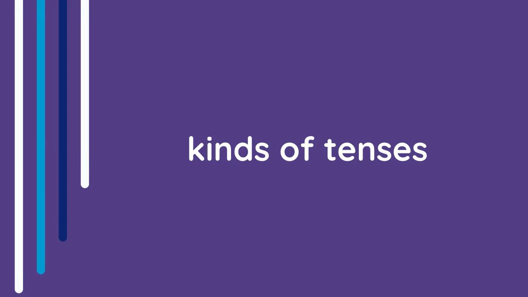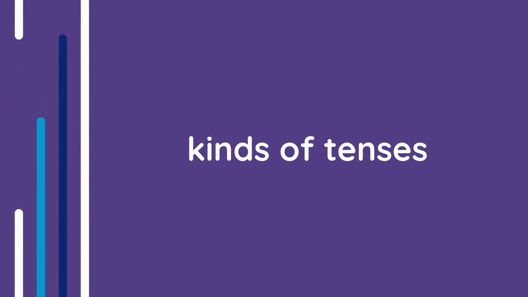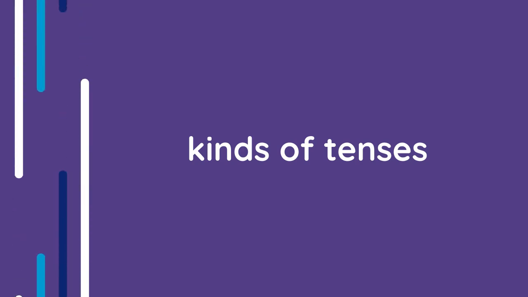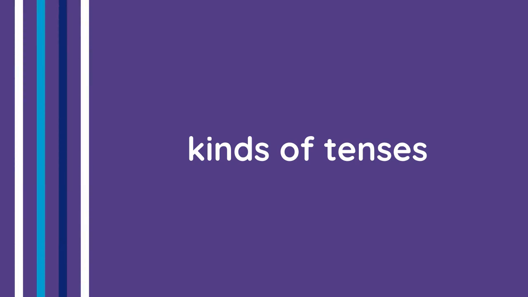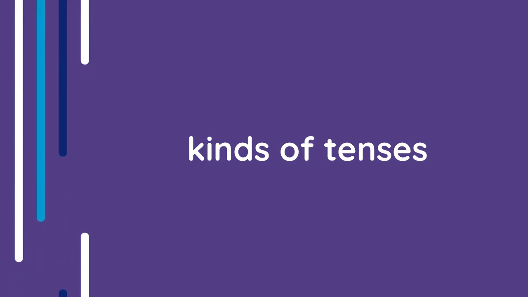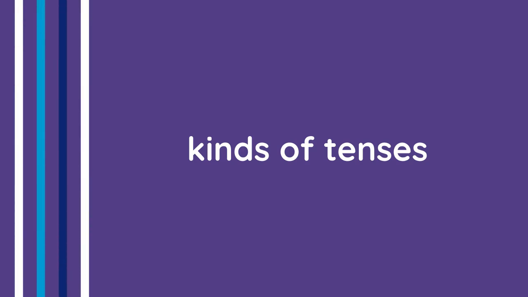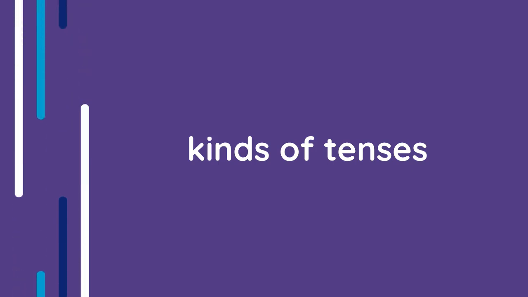We have the simple tenses, which are the simple present tense, the simple past tense, and the simple future tense. Now, what is a simple present tense? A simple present tense is used to indicate a habitual action, that is, something we do all the time, although we may not necessarily be doing it as we are talking or writing about it.